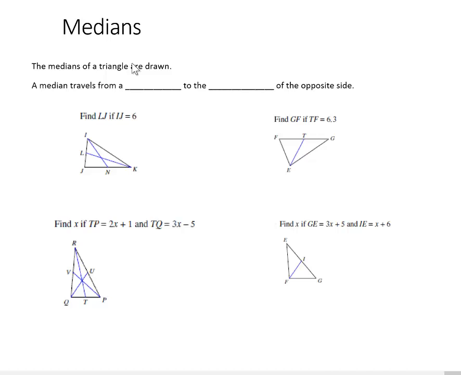A median travels from a vertex, which is a corner of the triangle, to the midpoint of the opposite side. So that means that if I'm looking at this problem here, this line travels from a vertex, or a corner, to the middle of the other side. And we know from before that cuts that side into two equal pieces.